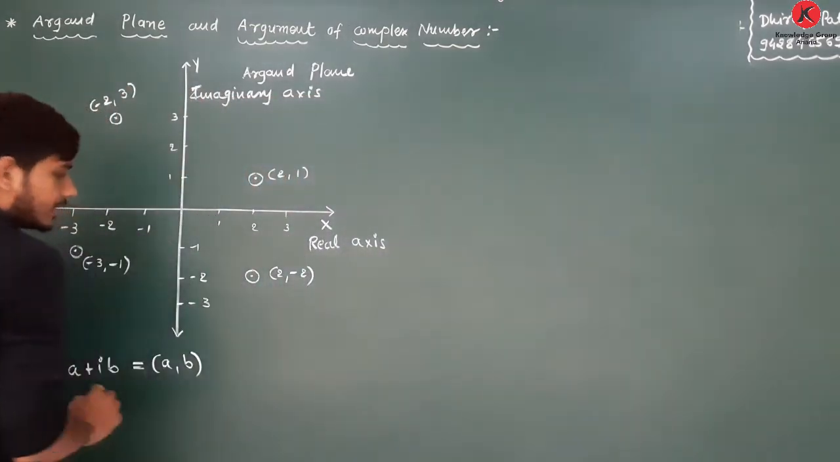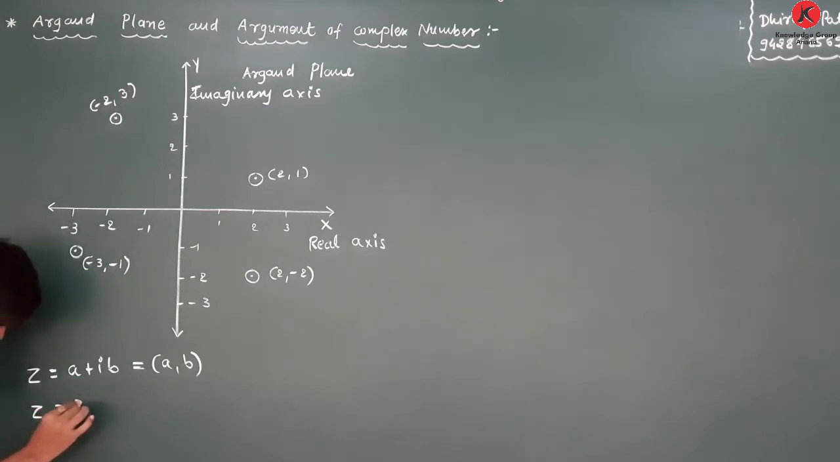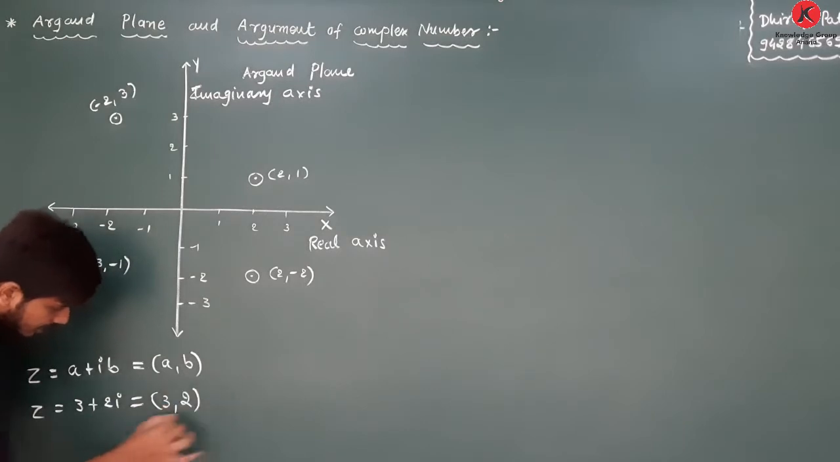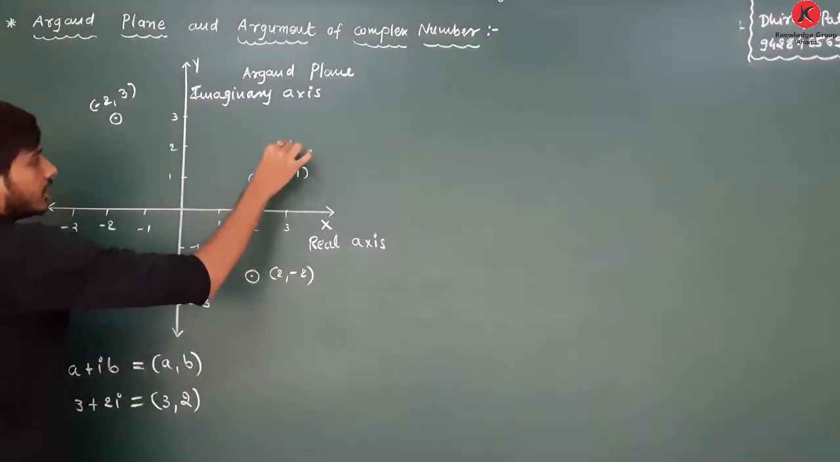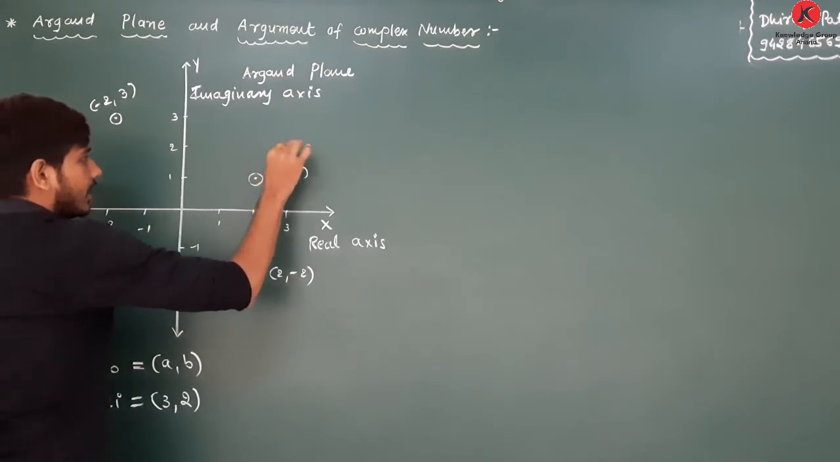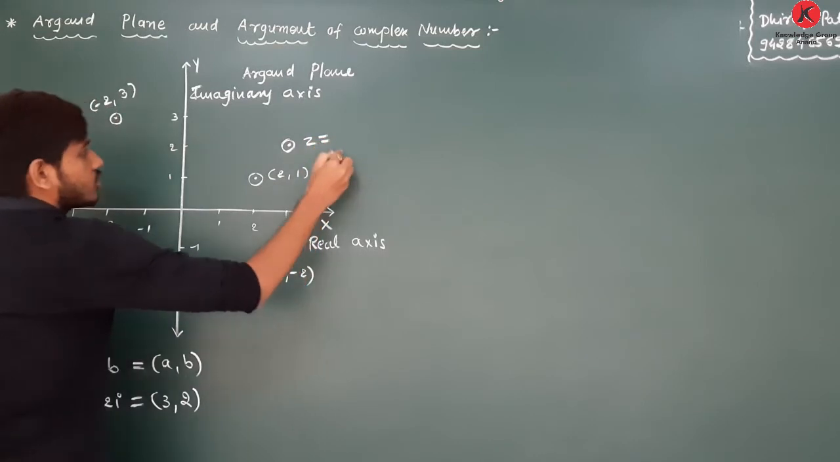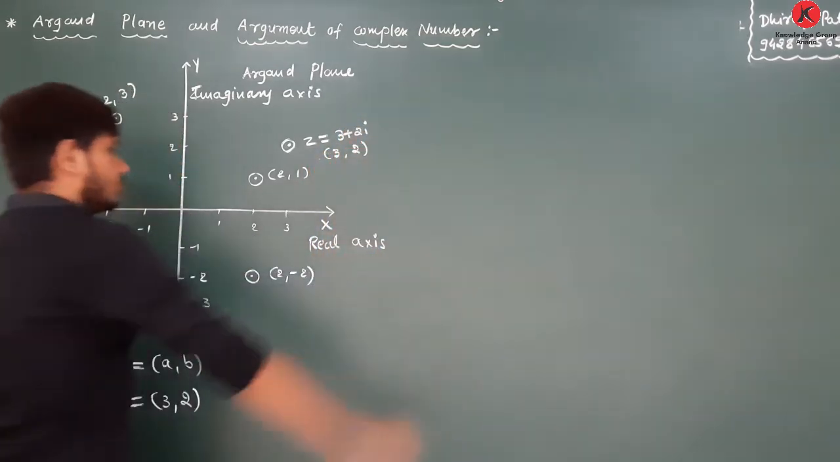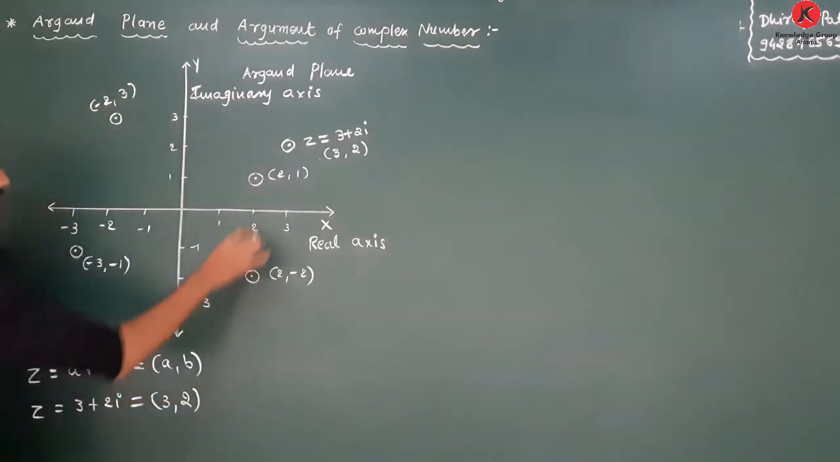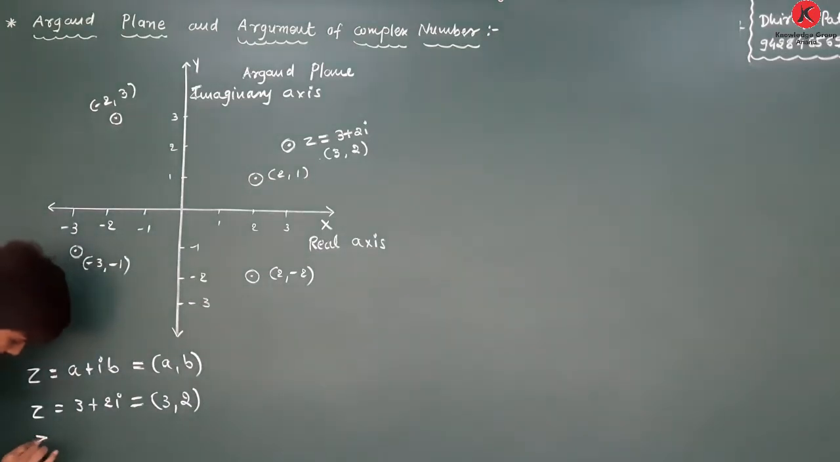Suppose we have to represent the number z equals 3 plus 2i. We can represent this number on the real as well as the imaginary axis: 3, 2. This is your real part, this is your imaginary part. The 3 on the real axis and 2 on the imaginary axis. Therefore, we get this number, and this number is z equals 3 plus 2i. It is also called 3, 2. Same way, the number 2, 1 is also known as 2 plus i.